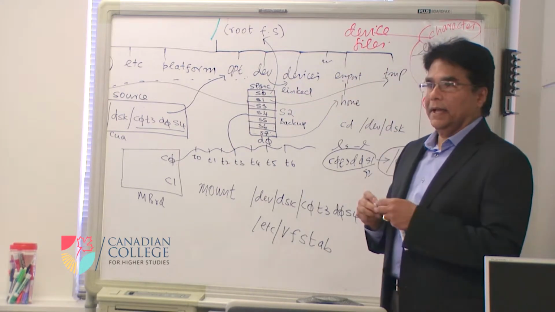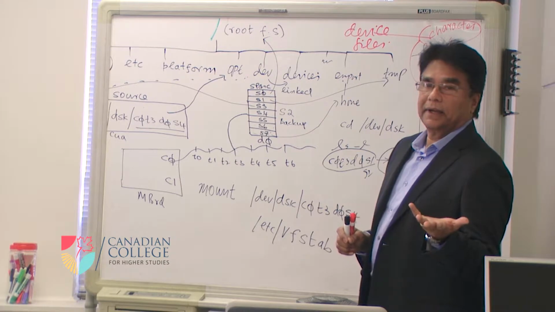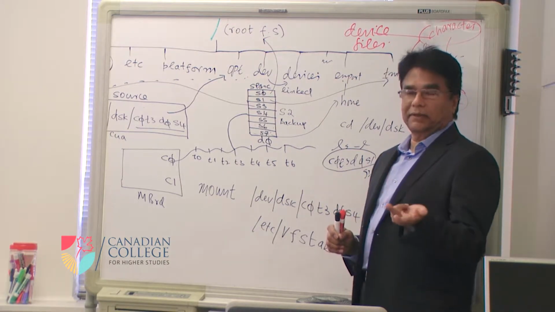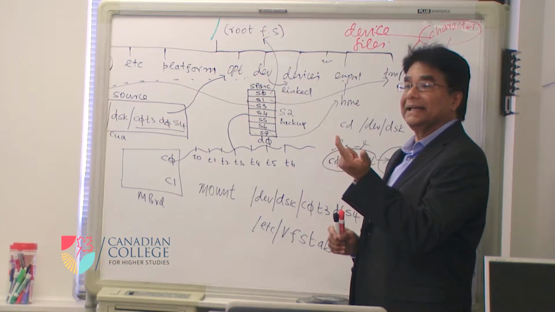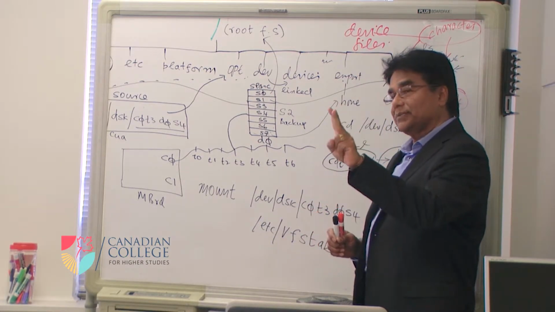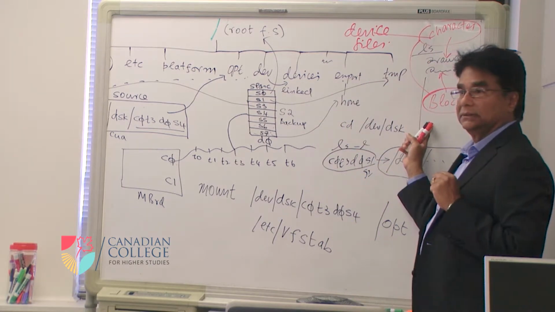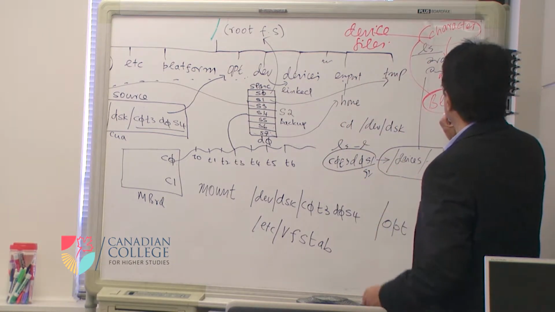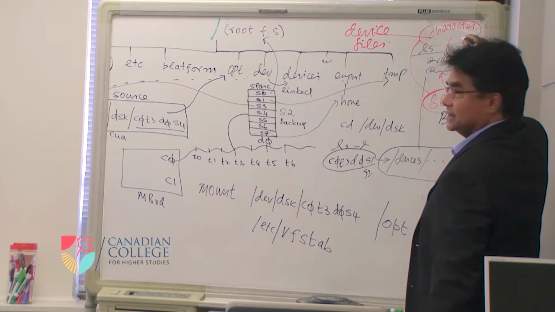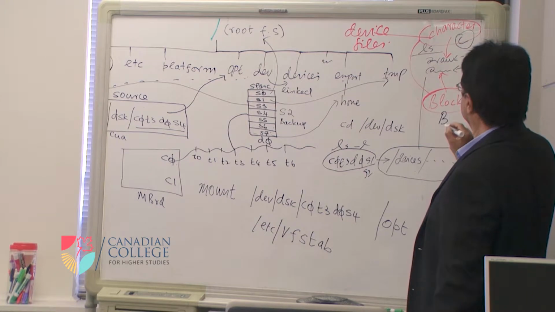Can you repeat the 4 types again? Yeah. I told you there are 4 types of files. One is directory, another is regular file, then link, then the other one is device files. What are the 2 types of device files? Character and block. B for block. Character means C. Yeah, C for character.